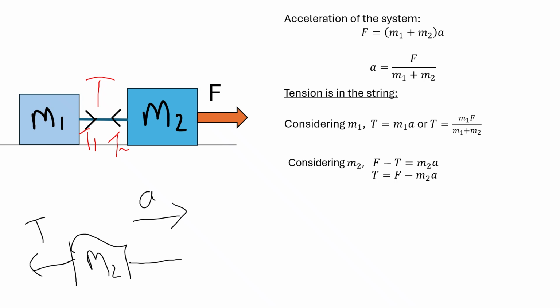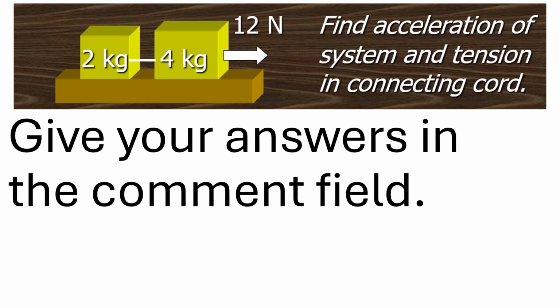But I don't want to leave you empty-handed. There's a nice question here I would like you to try. Here we have a 2 kilogram object and a 4 kilogram object tied to each other with a string. We are to find the acceleration of the system and tension in the connecting cord if a 12 Newton force is applied on the 4 kilogram object such that the system moves with a certain acceleration.